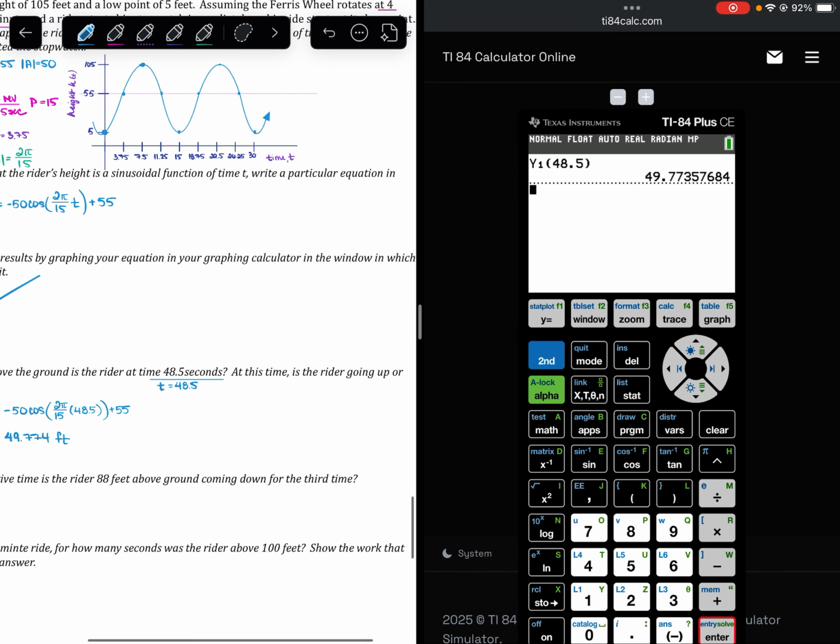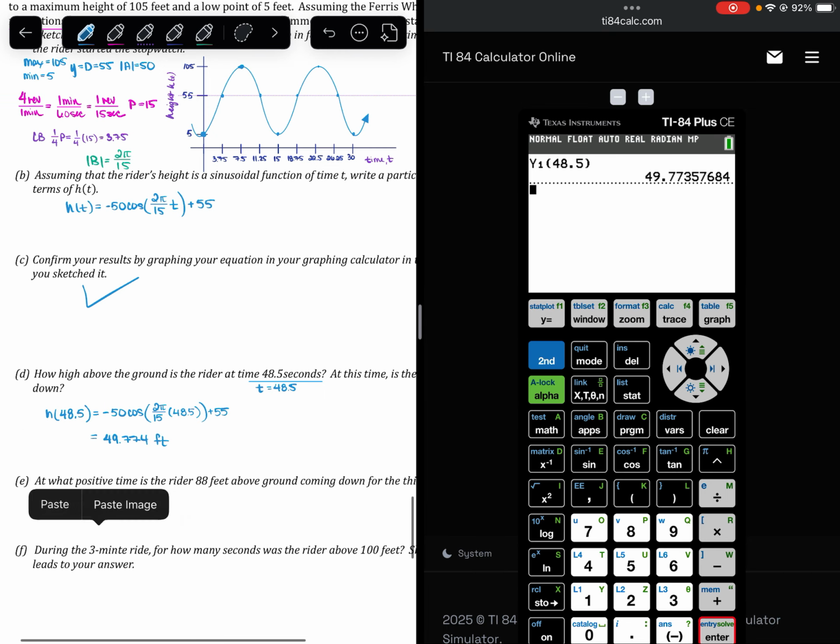But then it says, at this time, is he going up or down? So remember that Ferris wheel rotates all the way up, and then it comes back down. So he's going to go through that height twice. So that's where we can use our table to help us.